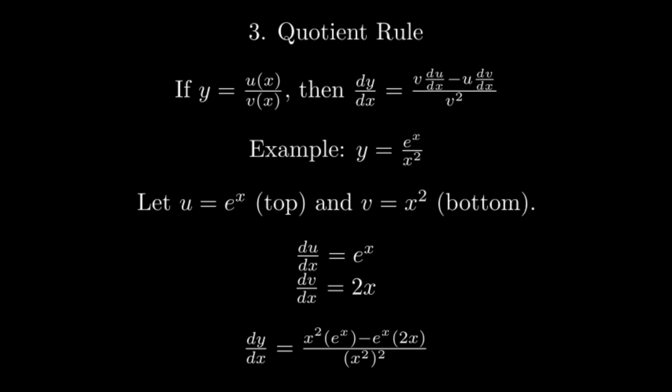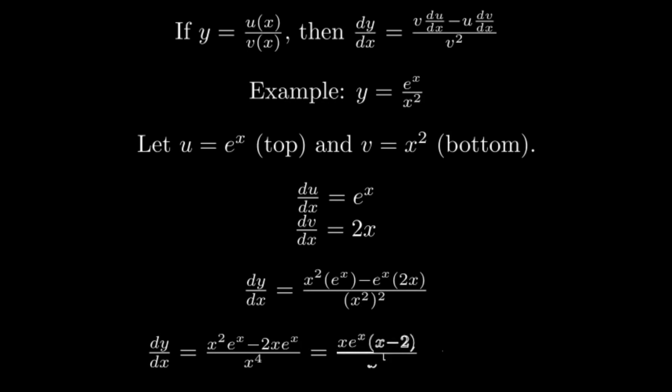We have v times du/dx, which is x squared times e to the x, minus u times dv/dx, which is e to the x times 2x. And this is all over v squared, which is x squared, squared. Simplifying the expression, we can factor out an x e to the x from the numerator, giving us x e to the x times the quantity x minus 2, all over x to the 4th. We can cancel an x, leaving our final answer as e to the x times the quantity x minus 2, all divided by x cubed.